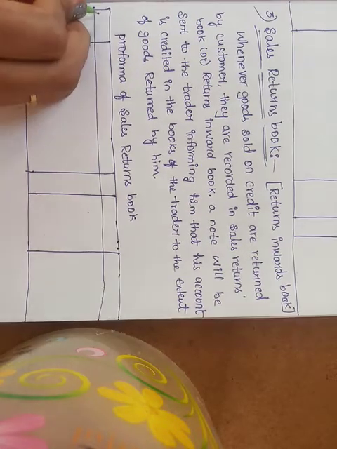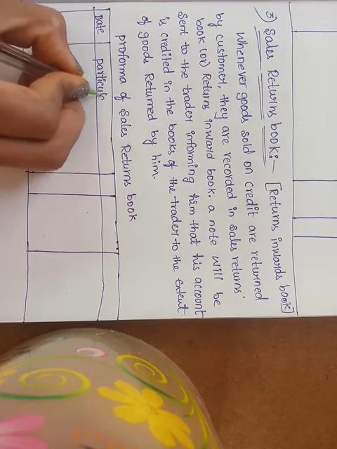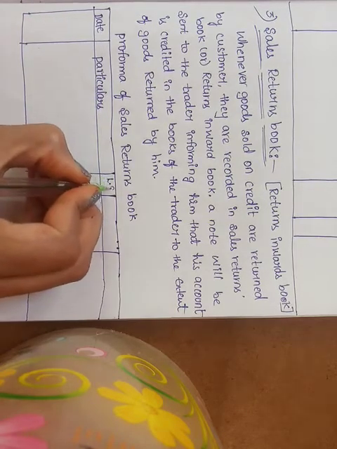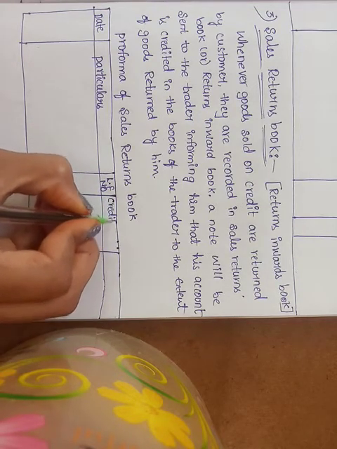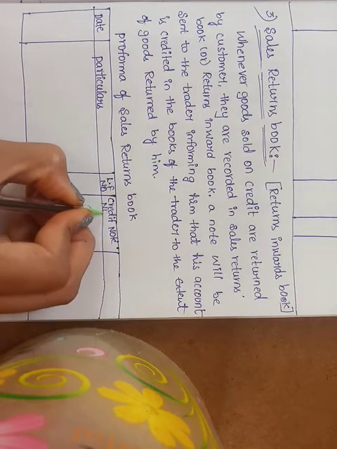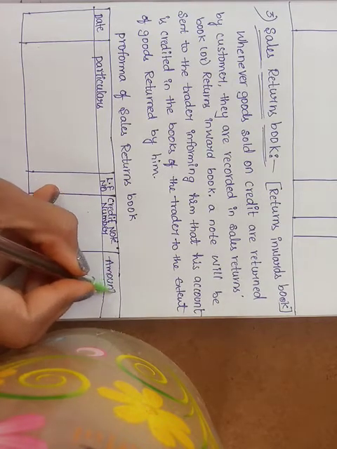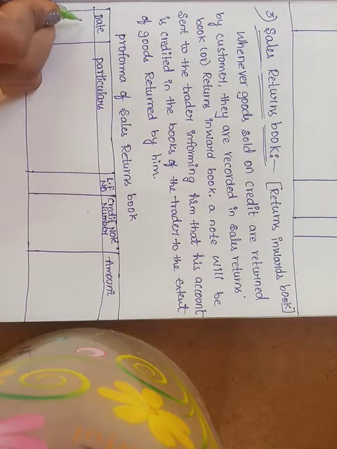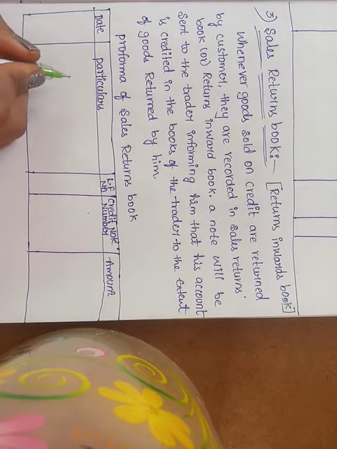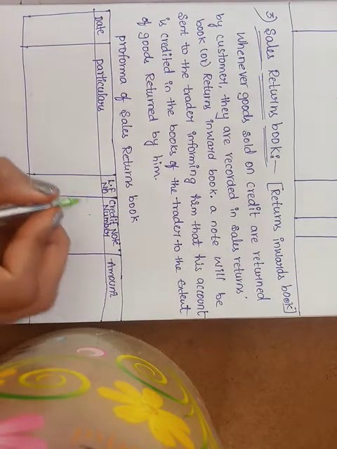Okay, date, particulars, LF number, credit note number, amount. In the date column, we write the dates. In particulars, we write the name of the customer who returned the goods. LF number, leave that column, and credit note.